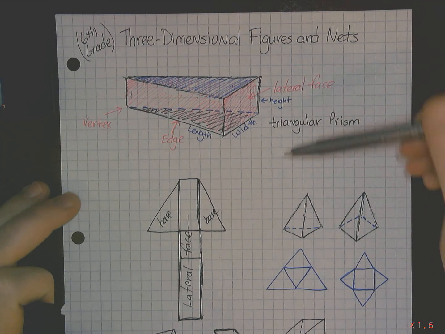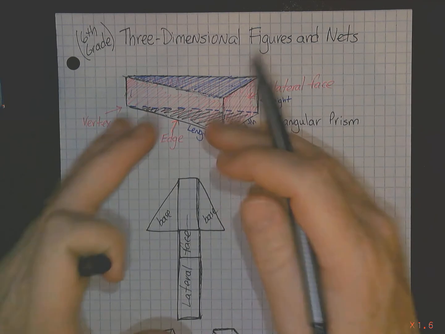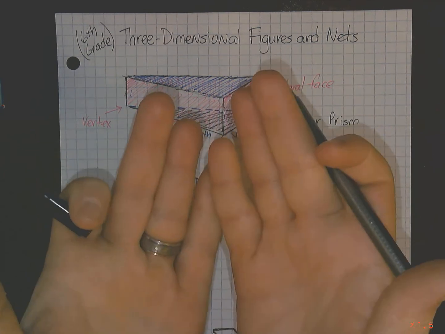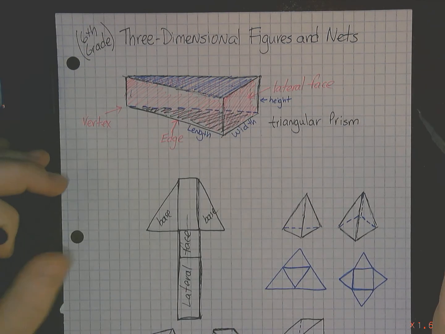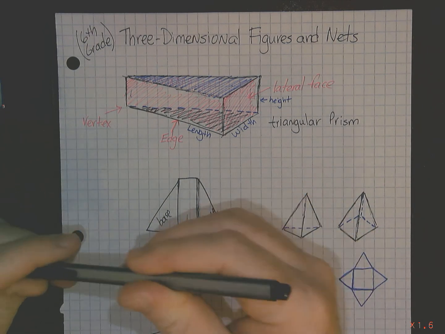So what you have to do is take a look at a three-dimensional figure and figure out, okay, what would it look like if I were to take it apart, if I were to just unfold all the parts, kind of like a cardboard box? What would it look like? Okay, so that's kind of what we're talking about today.